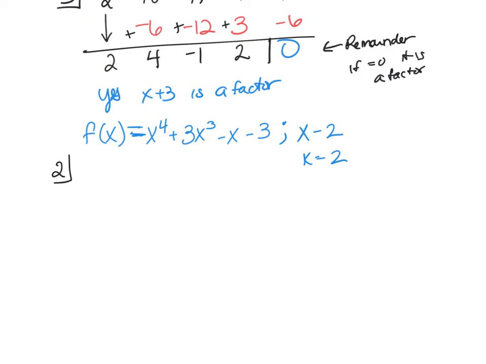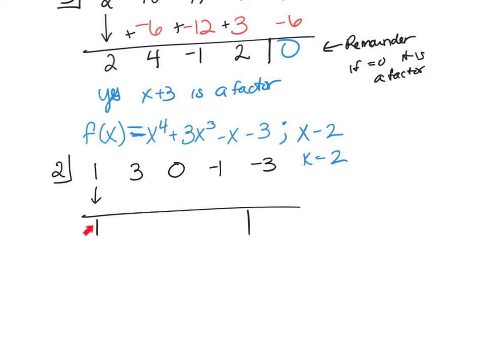And now notice my exponents. They go 4, 3. It's missing the 2, right? And that's a 1 and that's a 0. So it's missing the 2, so I need to put a 0 in there. So I have 1, 3, 0 for the missing x squared, negative 1, and negative 3. Okay. And then we're going to bring it down.